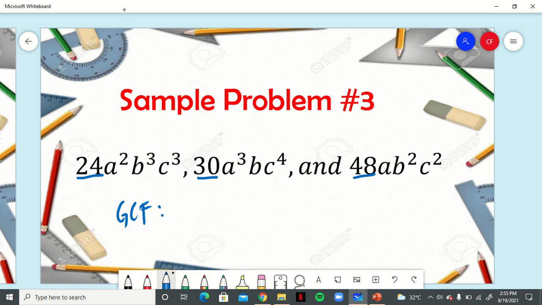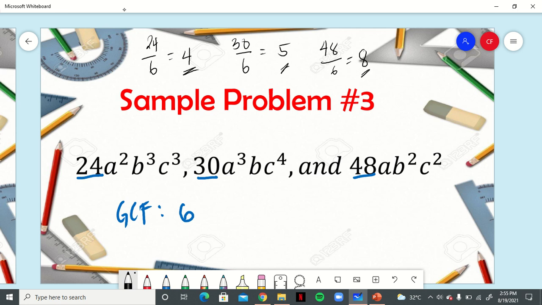Of course, these three numbers are divisible by 6. Observe: 24 divided by 6 is 4, 30 divided by 6 is 5, and 48 divided by 6 is 8. So 4, 5, 8 have no more common factors. So 6 is the greatest common factor of 24, 30, and 48.